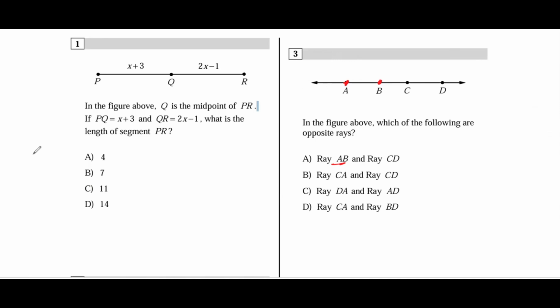Now see option B. In option B, we have ray CA. So C is that point and A is that point, and you can see that after A, we have an arrow. So CA means that we have that line, that is C and that is A. So can we say that CA is a ray?